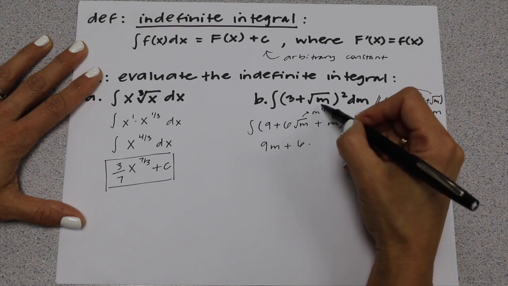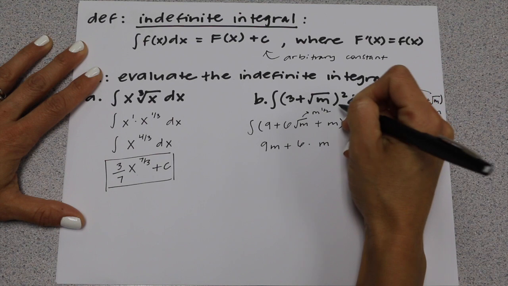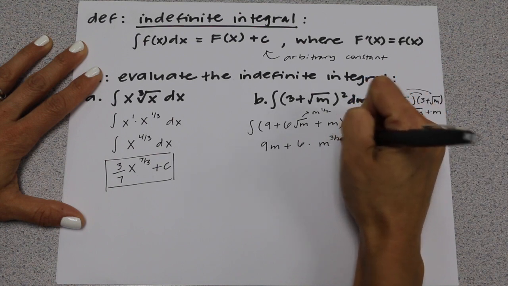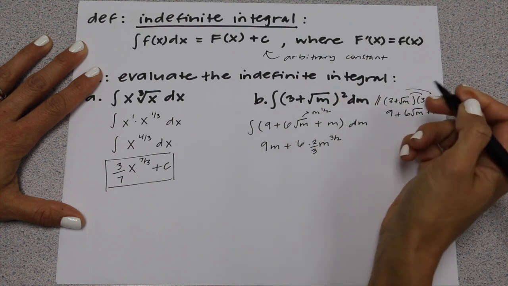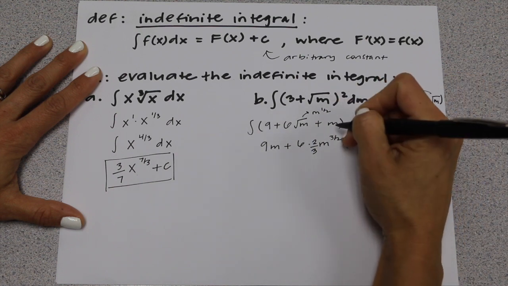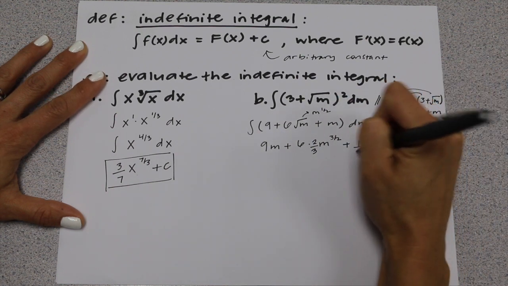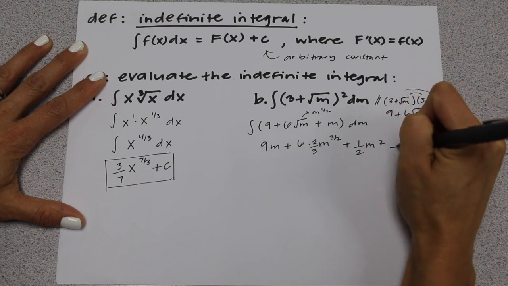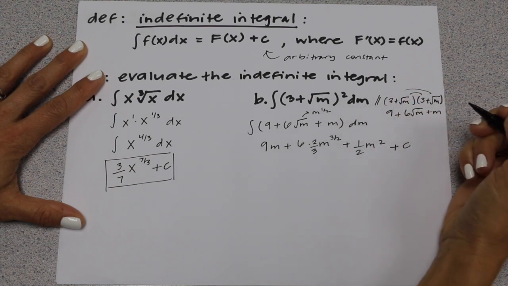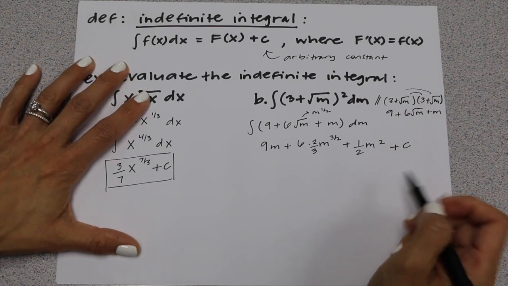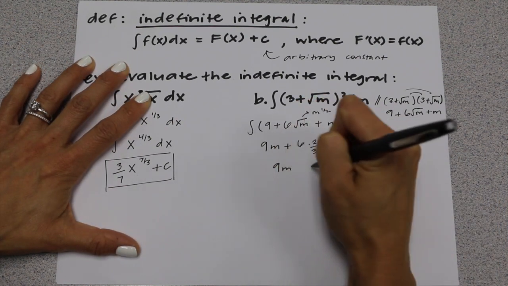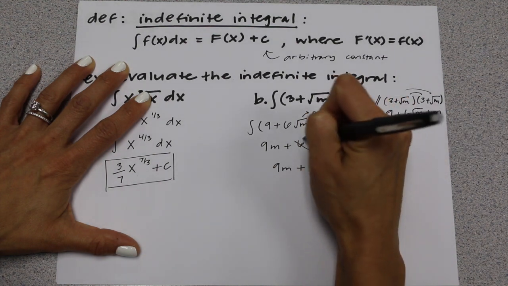So the integral of m to the 1/2, we're going to add 1, so you get 3/2, and then multiply by its reciprocal. And then this last m, you get 1/2 m squared. And then don't forget your arbitrary constant. Sounds so fancy. Don't forget your plus c. And then if you need to clean it up, go for it.